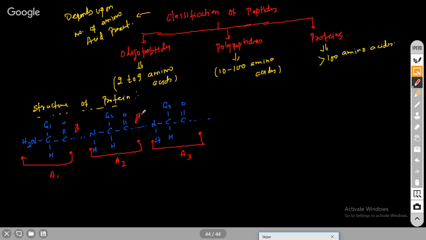Okay. Now, what happens since we're talking about proteins, right? We have more than 100 amino acids present like this. And since it is a long chain of 100 amino acids, it cannot be completely straight, right? If you take a long rope, it is very difficult to keep that rope straight, right?